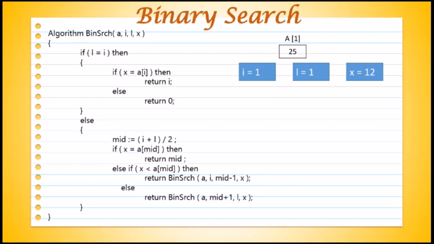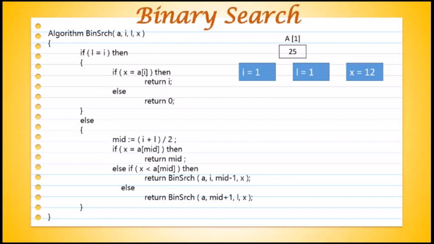So here first we will check if L is equal to I. Obviously there is only one element, so I is equal to L. This condition is true, that means the if block will be executed. In the if block we are again checking one if condition, whether x is equal to a of I. If this condition is true, we return the value of I, else we return 0.